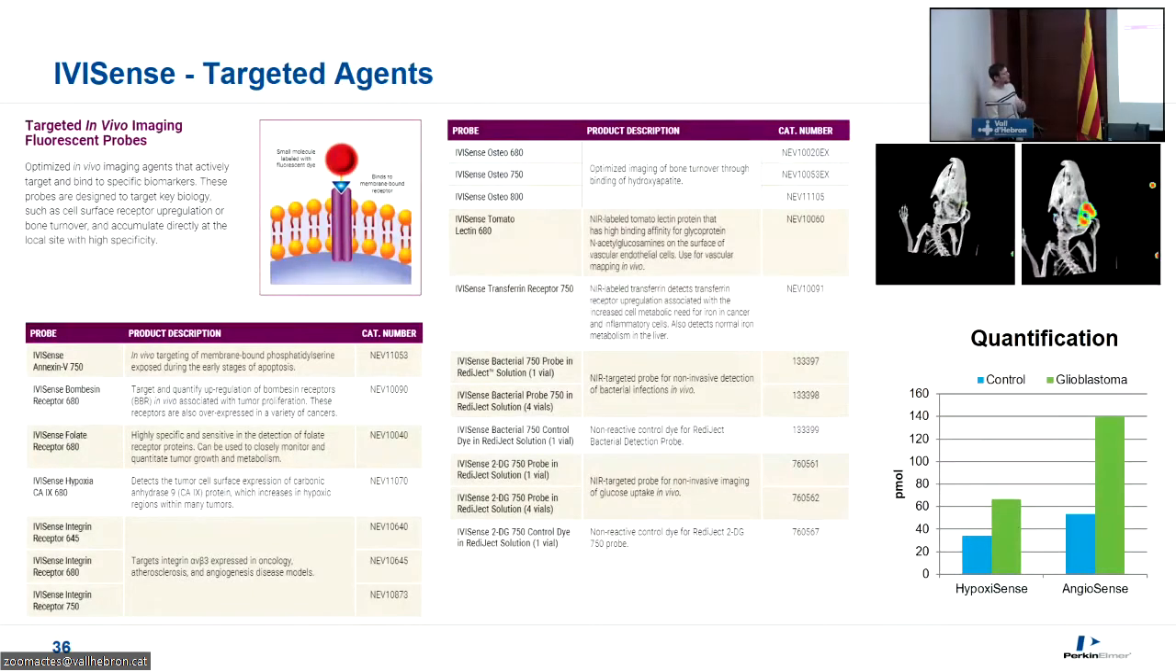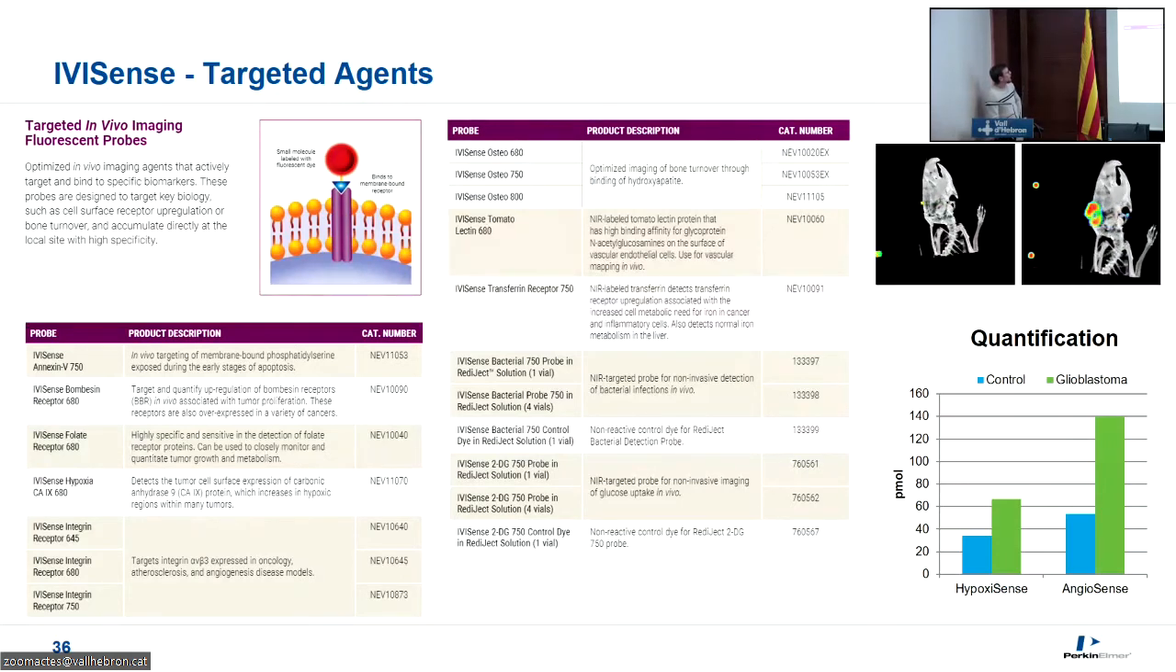We have another group of agents called targeted agents. In this case, we want to target a receptor, a specific molecule in the cells. We can use them if you want to, for example, study apoptosis, proliferation, have a look at the folate receptor, or see hypoxia. So many different receptors can be targeted.